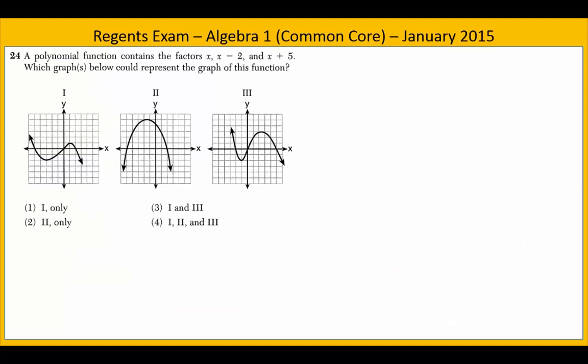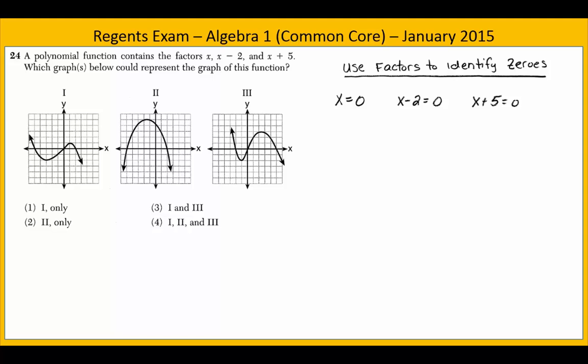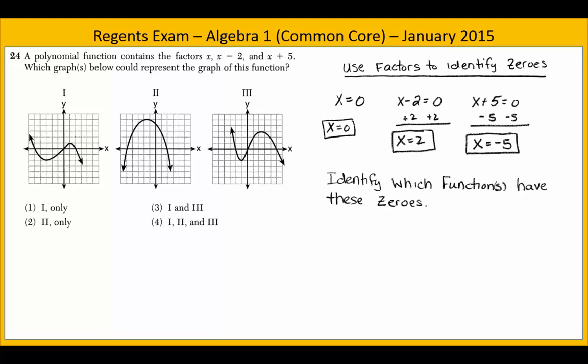In exercise 24, we're told that a polynomial function contains the factors x, x minus 2, and x plus 5. Which graph could represent the graph of this function? Remember that we use factors to identify zeros. So if we take each of the factors and set them equal to 0, we can find the zeros. X equals 0, x equals 2, and x equals negative 5. Look at the graphs carefully and identify which functions have these zeros.